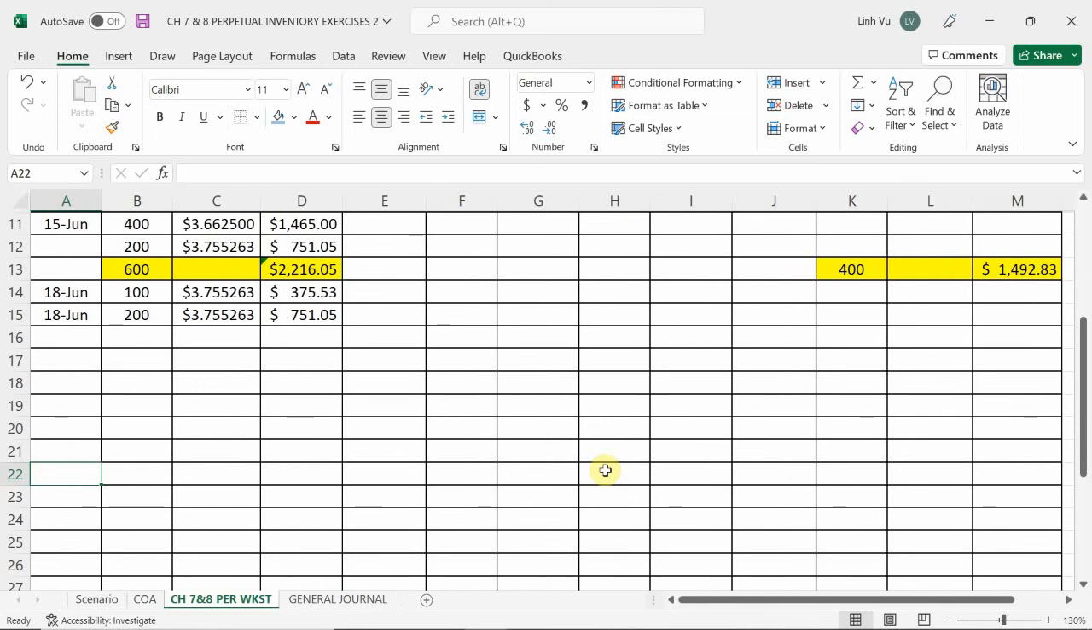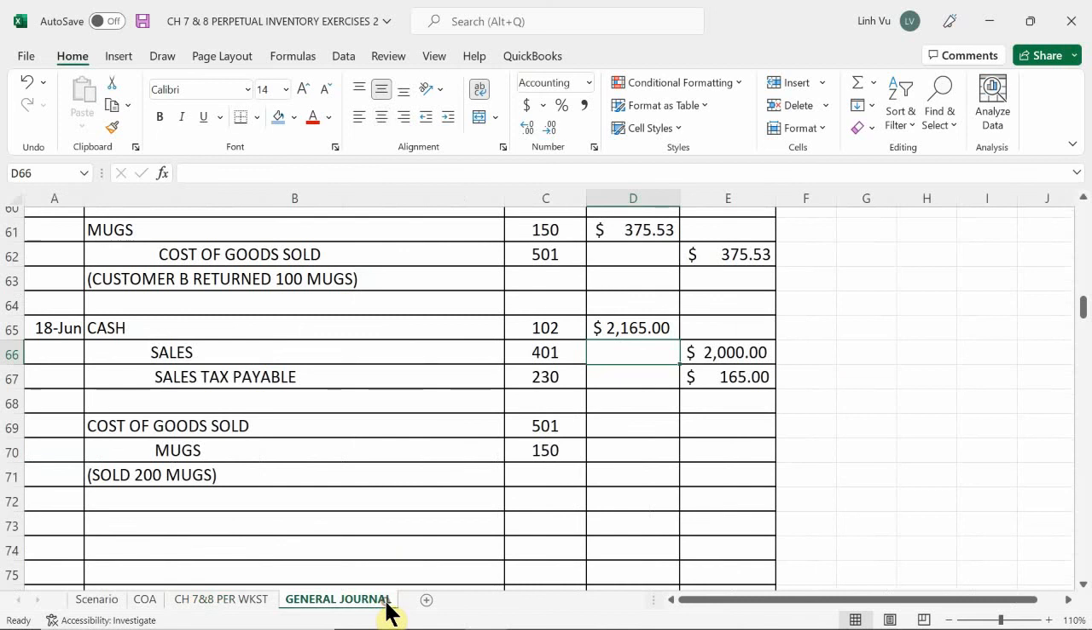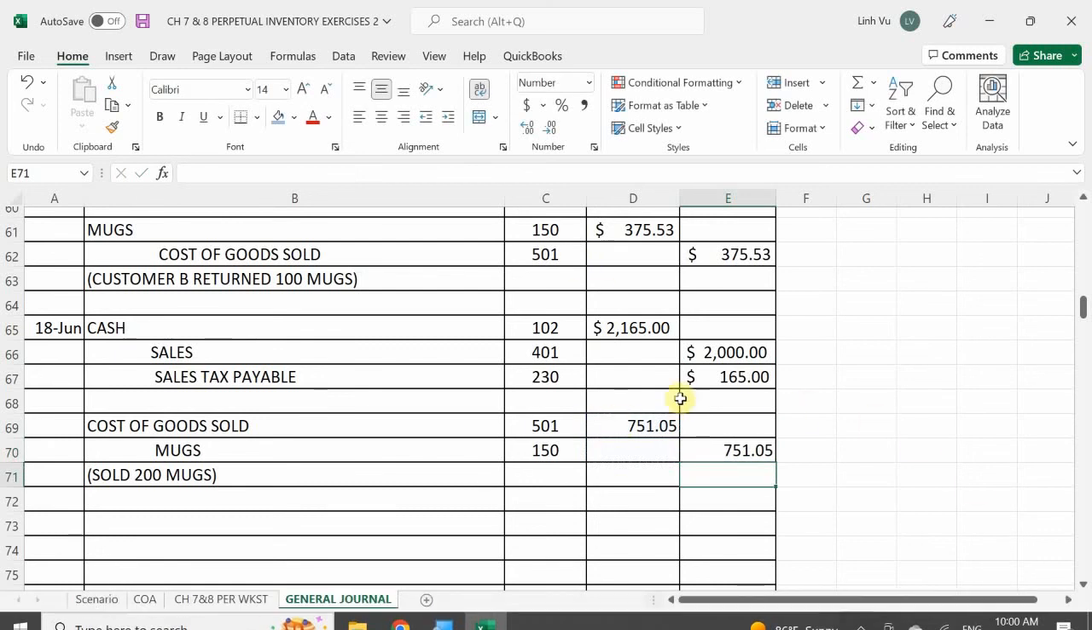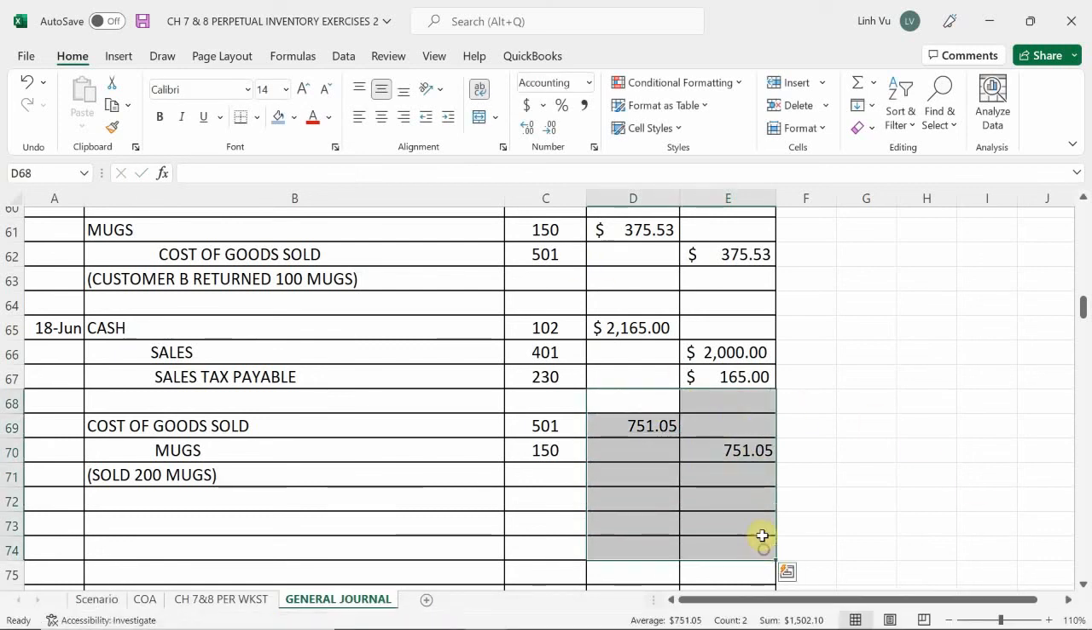All right, so that's what I need to record: I end up selling the 200 units for a total cost of $751.05. Okay. 751.05. All right. Good. So we're going to stop here.